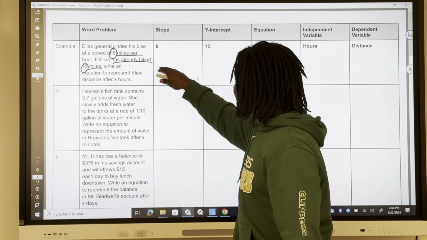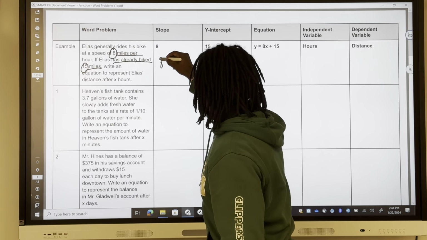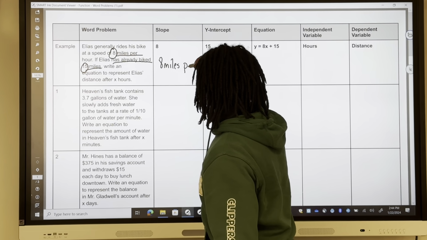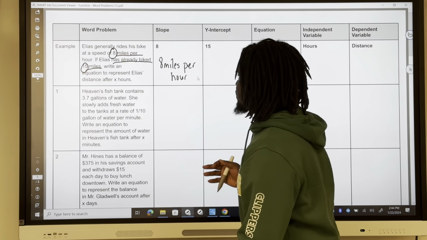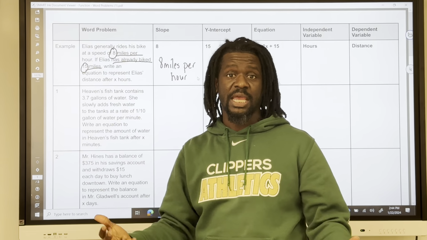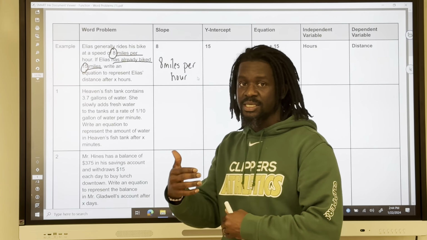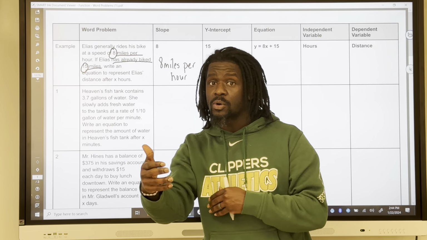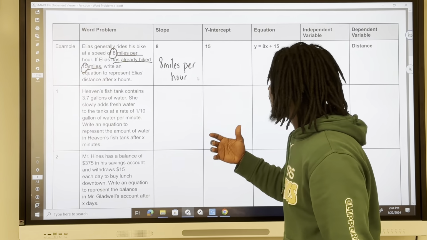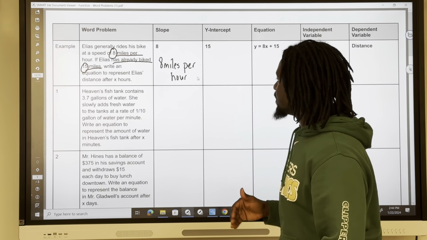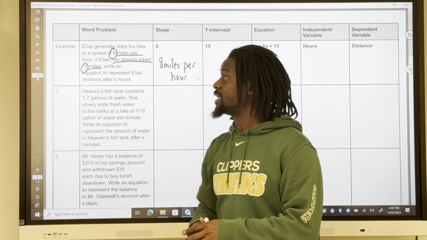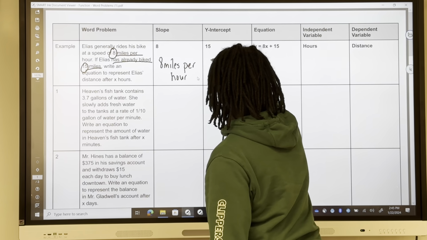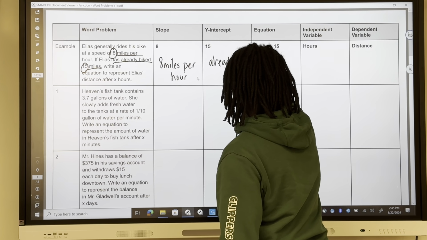So the slope is the 8 miles per hour. What I want you to see is that this is the rate of change. As Elias is riding his bike, after 1 hour he has ridden 8 miles, so 8 miles per hour is the rate of change. The y-intercept is the 15. In this problem, the 15 is what he already biked.